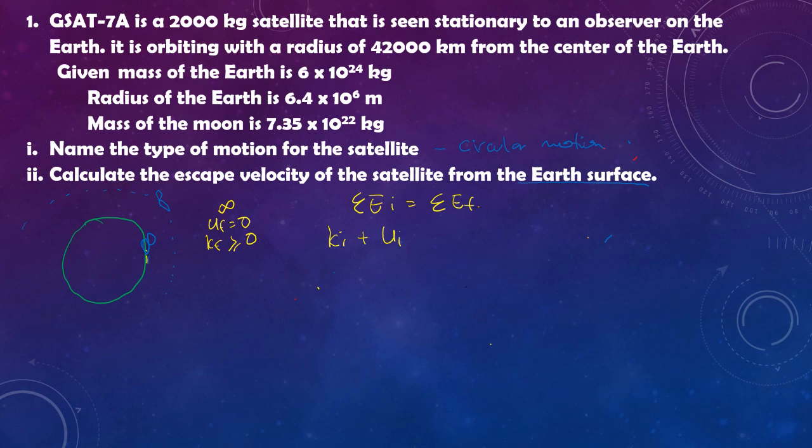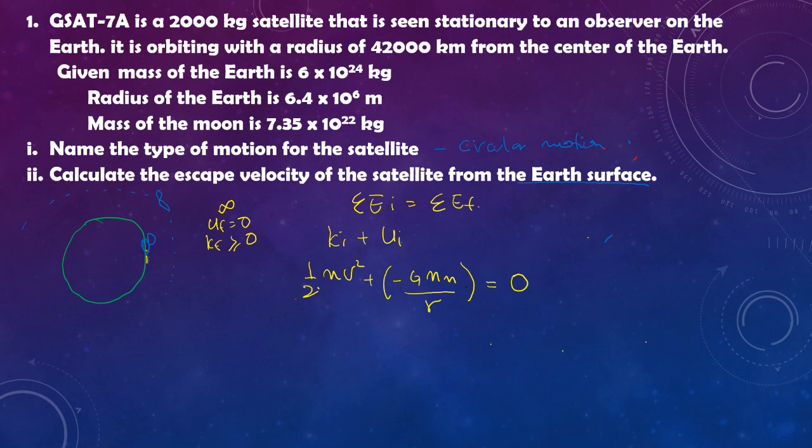The kinetic energy is equal to half mv squared, and the mass is the mass of the satellite, not the mass of the Earth, because the satellite will move out from the surface. The gravitational potential energy formula is negative G m1 m2 over r, where m1 is the mass of the Earth and m2 is the mass of the satellite, and r is the radius from the satellite to the center of the Earth. At the final point, at infinity, the energy is equal to 0.